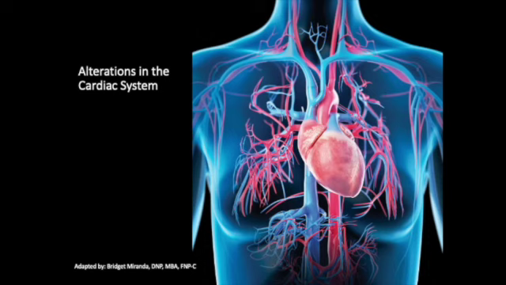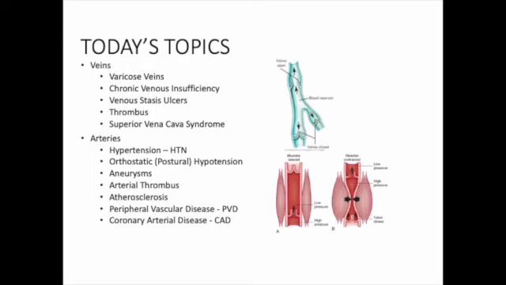This presentation is going to review the alterations in the cardiac system. The topics that we're going to cover regarding the veins are varicose veins, chronic venous insufficiency, venous stasis ulcers, thrombus, and superior vena cava syndrome.